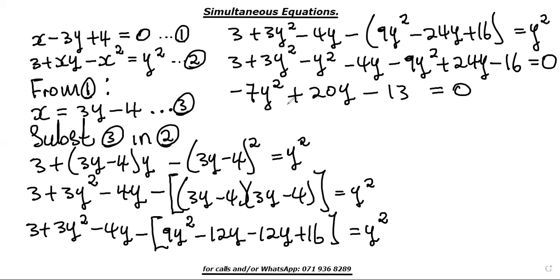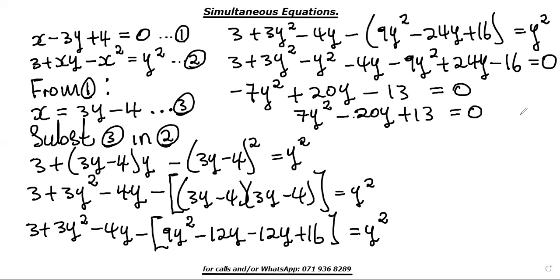Then we can see we end up having an advanced quadratic equation because we can't divide by 7. We are going to end up having fractions. But we can divide everything by negative 1 so that we end up having 7y squared minus 20y, and then you say plus 13, and this is equal to 0.